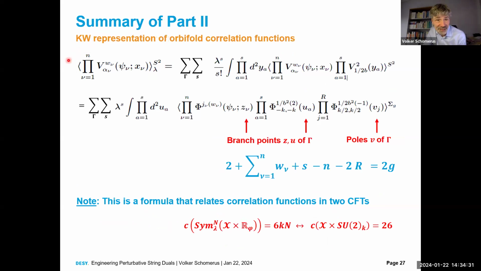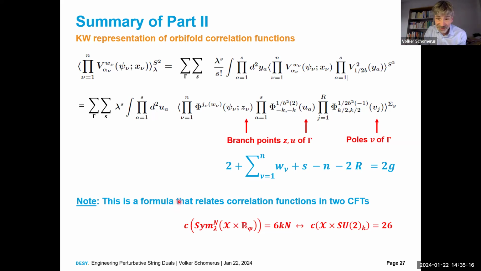So the result of this discussion is that the correlation functions in the deformed symmetric product orbifold theory that we wanted to compute can now be rewritten in this form. For each operator in your symmetric product orbifold, you have a physical state operator in this Kac-Moody times X theory. You have operators inserted at the branch points for the insertion of the interaction that are integrated over, and you have an extra set of operators with spectral flow -1 inserted at the poles of the covering.